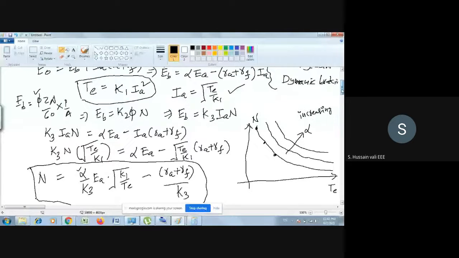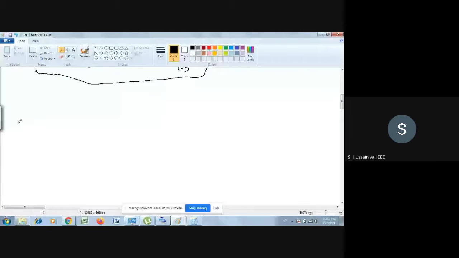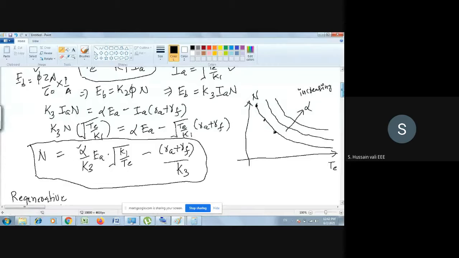Now next one is the regenerative condition. We will go regenerative. So what do you find in the regenerative condition? We have the circuit diagram. We have to go ahead with the circuit diagram.